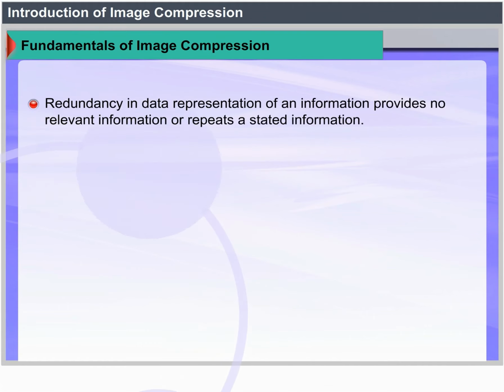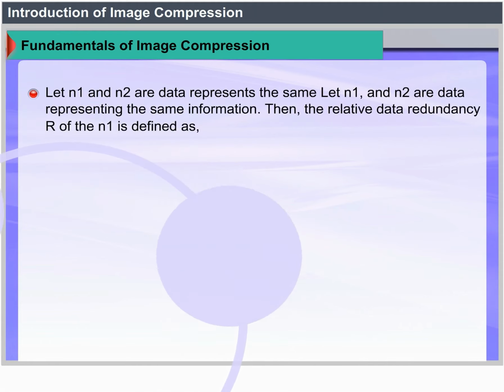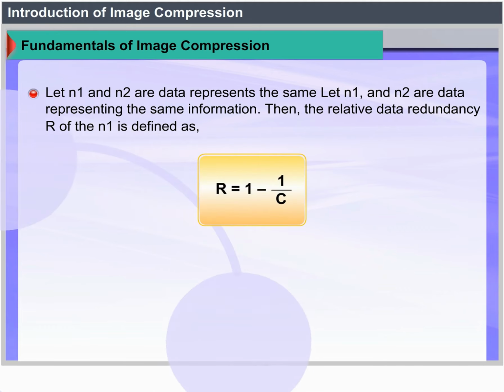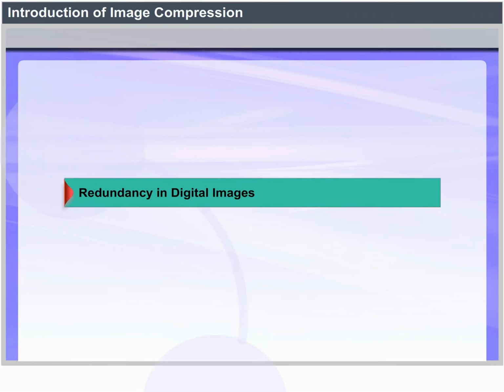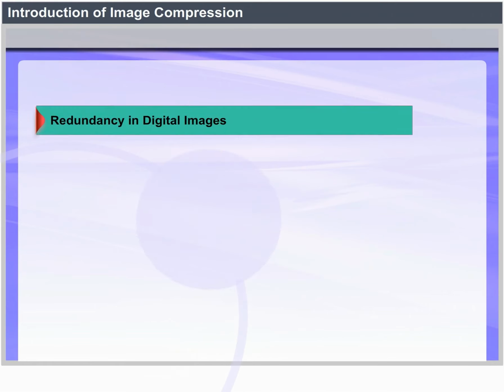Redundancy in data representation of an information provides no relevant information or repeats a stated information. Let N1 and N2 be the data representations. Then the relative data redundancy R of N1 is defined as R equals 1 minus 1 by C, where C equals N1 by N2. Redundancy in digital images.